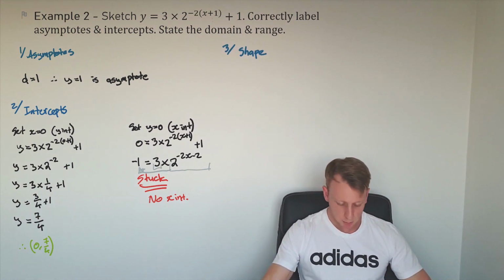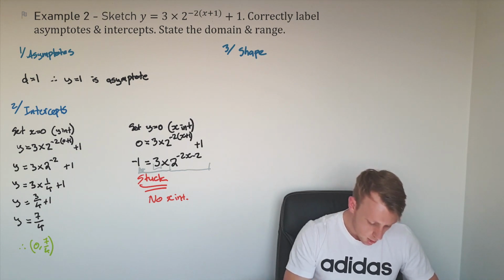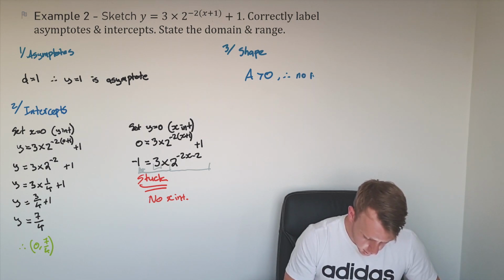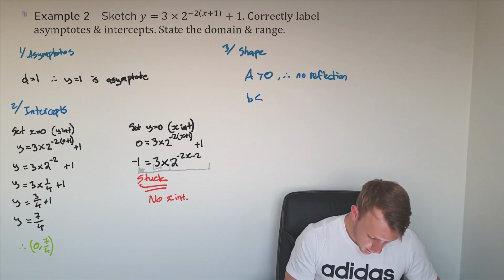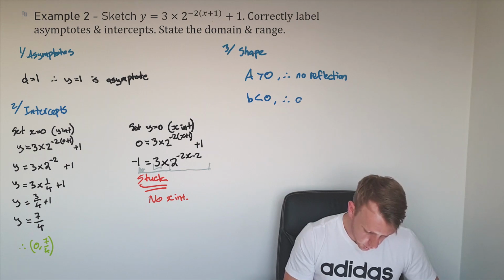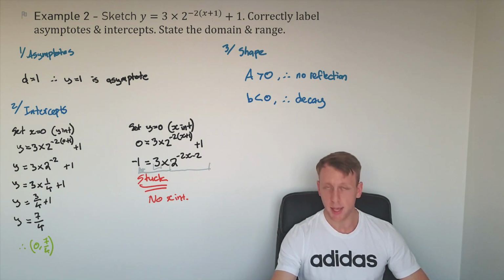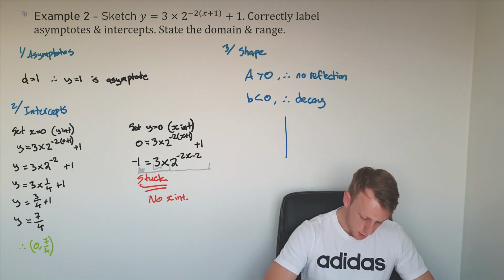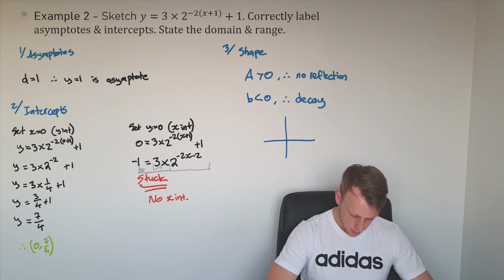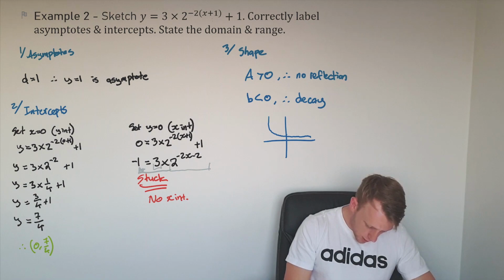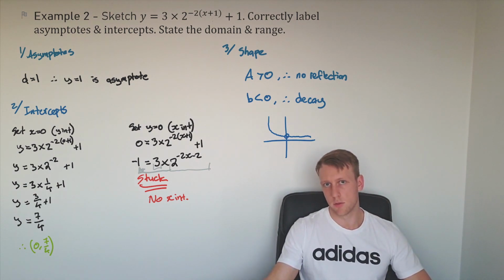Right, we can consider the shape of this exponential. We know here that we've got a being positive, therefore no reflection. But we've got b is negative, therefore we've got decay. That power is negative. So we have exponential decay, which means that it's going to look like this, and it asymptotes off at y equals 1. And so that's why we've only got this one intercept, which is at 7/4.